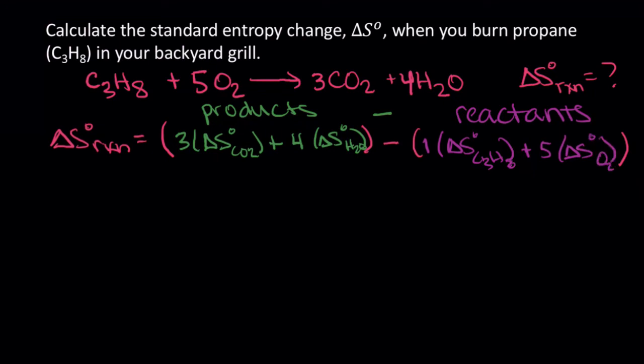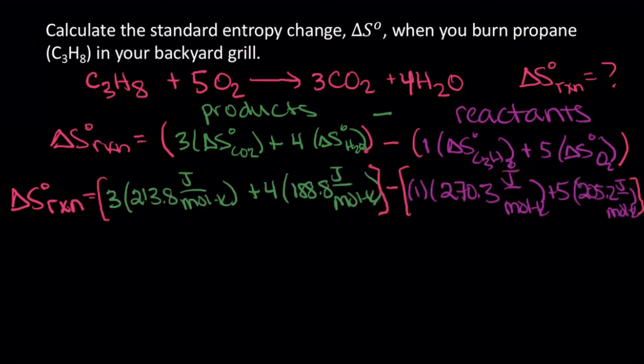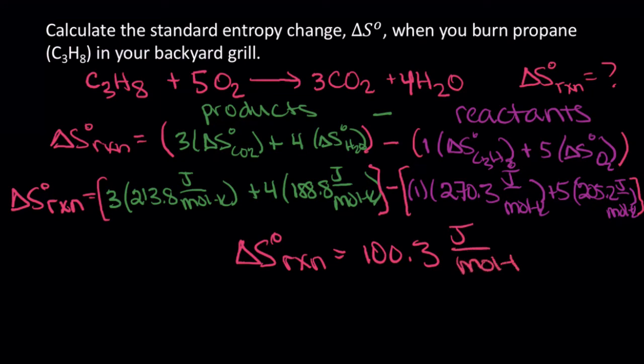Well, if we look them up in a table, we can find the answer. So I'm just going to plug them all into the equation here. And if we put them all in our calculator, we find that the standard entropy change for the reaction is 100.3 joules per mole Kelvin.